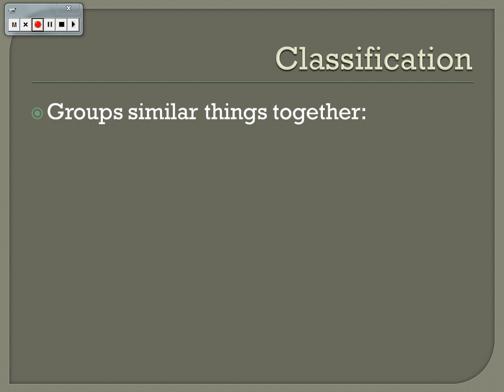All right, so we're going to talk about two different forms of organization. The first one is classification. What does classification do? It groups similar things together. That's what classifying is.